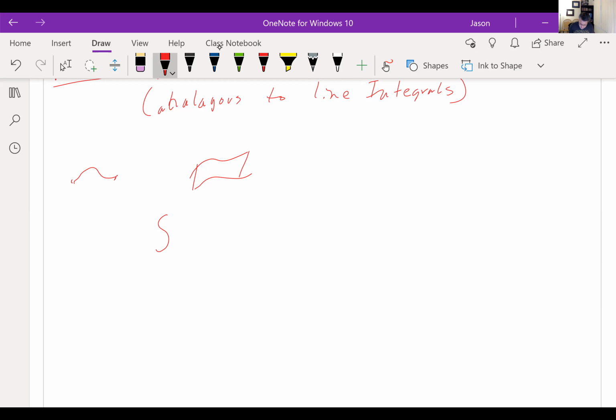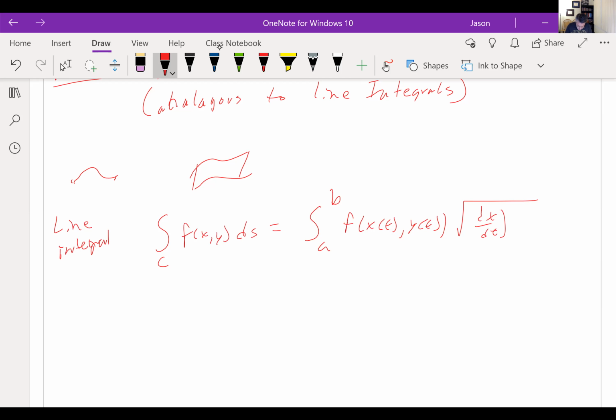Okay, so where we said that we had the line integral over C of f(x, y) ds was equal to the integral from a to b of f(x(t), y(t)) times the square root of (dx/dt) squared plus (dy/dt) squared, dt. Okay, so this was a line integral that we established way back in 16.2.